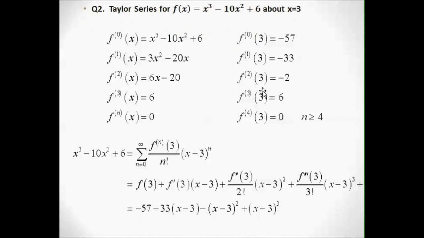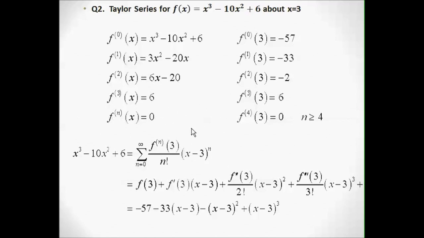Now we move on to the second one. The second is to find the Taylor series for x cubed minus 10x squared plus 6 about x equals 3. Again, I did the same thing: the derivatives, and substituting x equals 3 into each of them. As you can see here, it ends with 0. So from here you use the Taylor series formula, substituting x equals 3, so it's 3 and x minus 3.